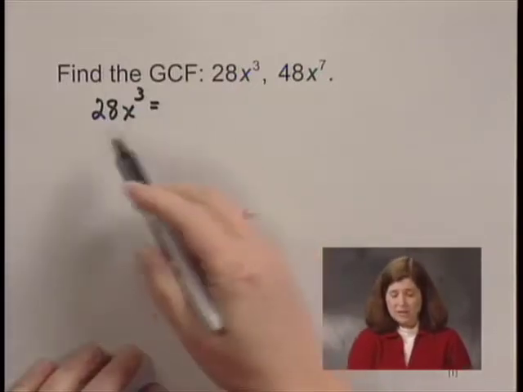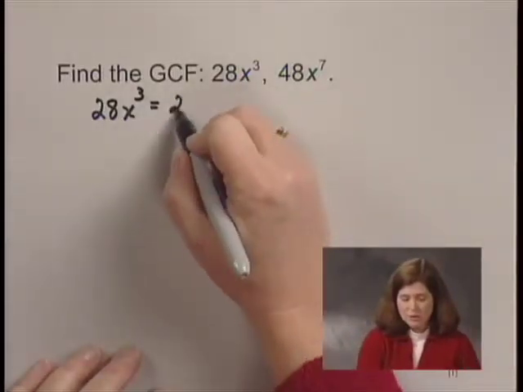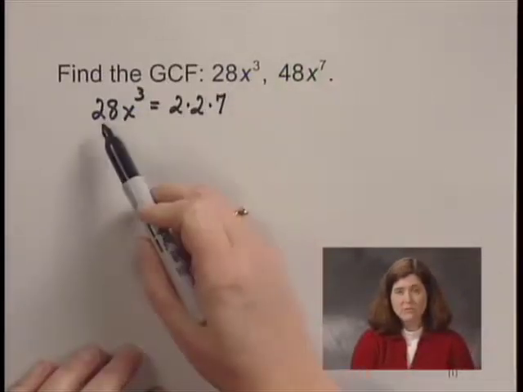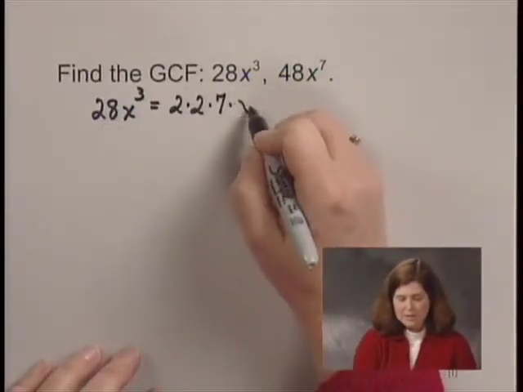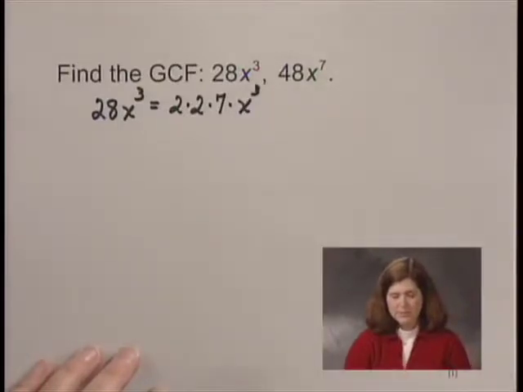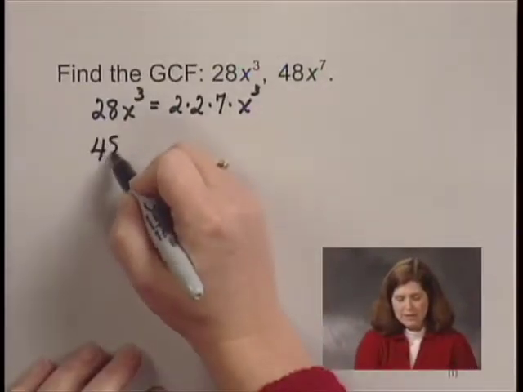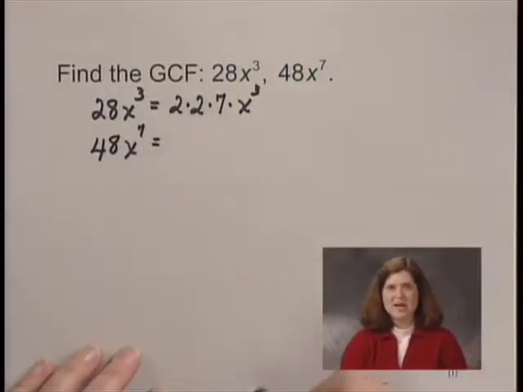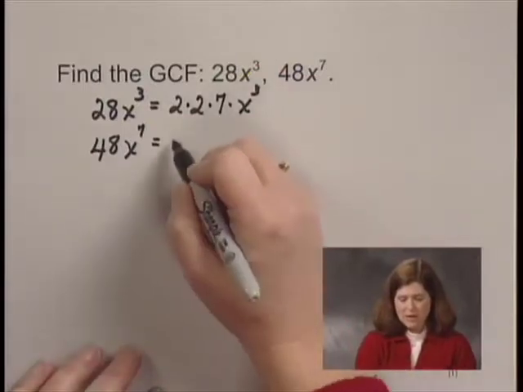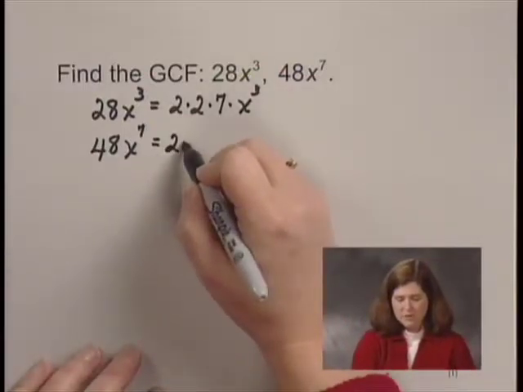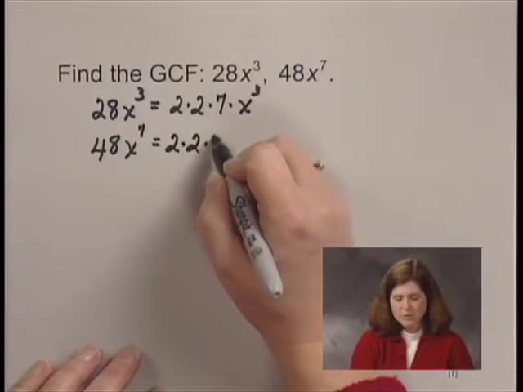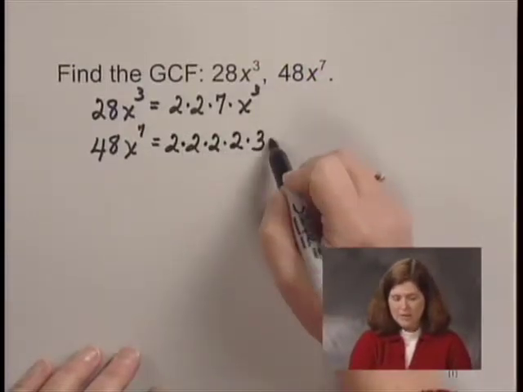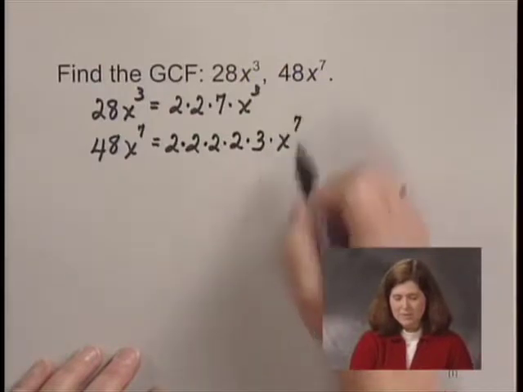finding the prime factorization of 28 as 2 times 2 times 7, that's 4 times 7, which is 28, times x cubed. 48x to the 7th is 8 times 6, or 16 times 3. That's 4 factors of 2: 2 times 2 times 2 times 2 times 3. And then that's multiplied by x to the 7th.